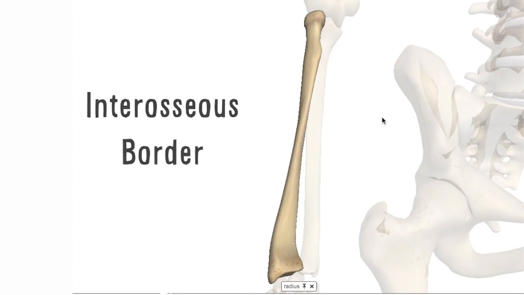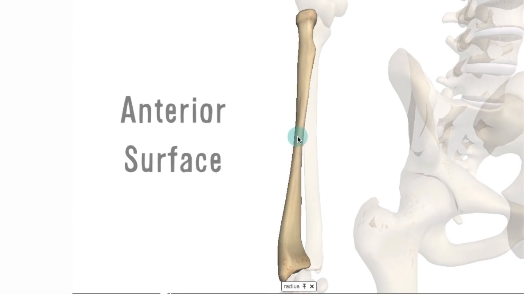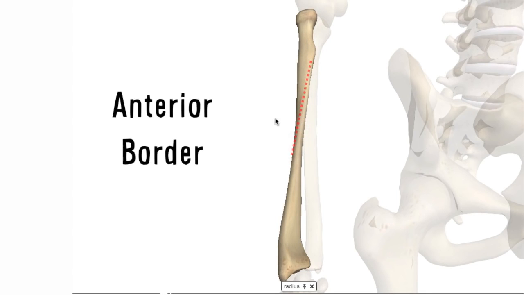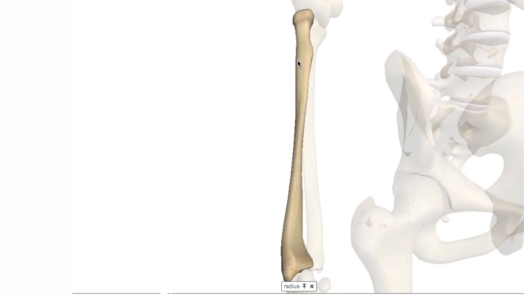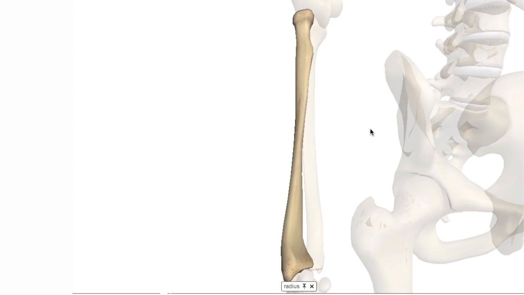Now, the other surface, let's say, that you will find is known as the anterior surface, around here, which then has a border, which will be then called the anterior border. And a little bit laterally, you will find a lateral border around here. Now we're looking at the bone anteriorly.